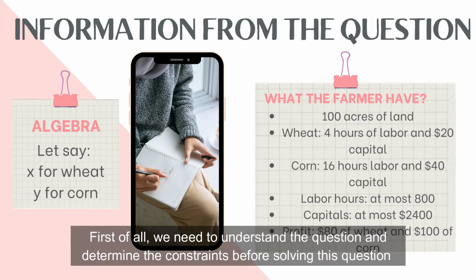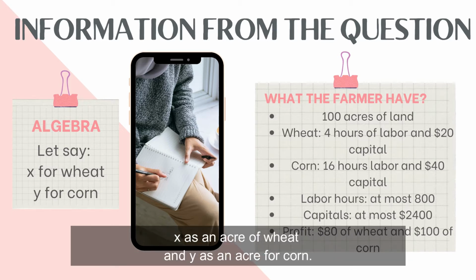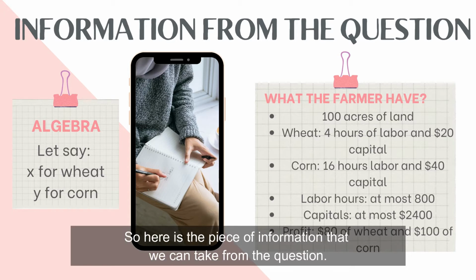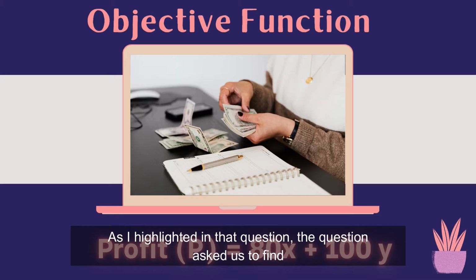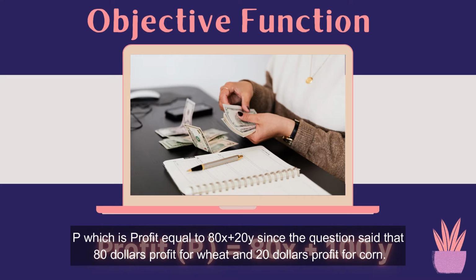First of all, we need to understand the question and determine the constraints before solving it, and take out all the information given. We can define X as an acre of wheat and Y as an acre of corn. As I highlighted in the question, it asks us to find how many acres of each crop are needed to maximize the profit. Therefore, our objective function will be P, profit, equal to 80x plus 20y, since the question said $80 of profit for wheat and $20 profit for corn.